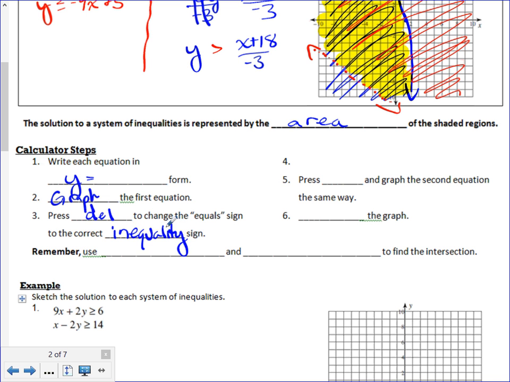Right, these aren't equations, they're inequalities. Press blank and graph the second equation the same way. We're going to put both graphs, both inequalities on the same graph page. And last but not least, sketch it. Unleash your inner artist. Sometimes it's going to be tough to find the intersection of the graphs. You might need to use zoom out or zoom fit.